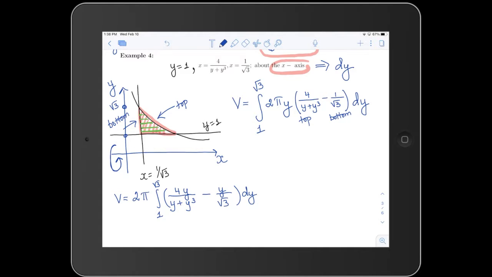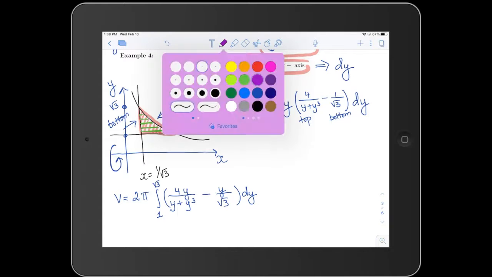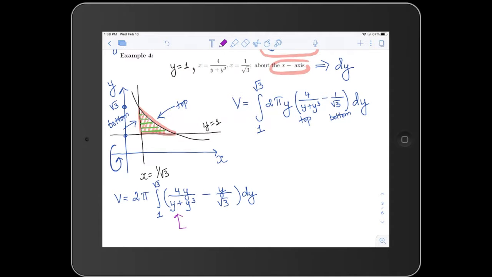The second part, y over root 3, that's easy to integrate. The first one, you say, well, that's a function that we've never seen before as far as the integration goes. And you're right, but we can reduce it by y. We can do it because we're on the interval where y is not equal to 0, right? So we go from 1 to square root of 3. We're going to reduce this by y and cancel it out.